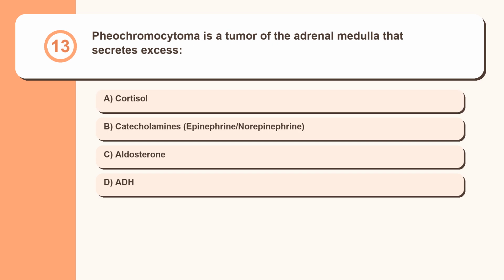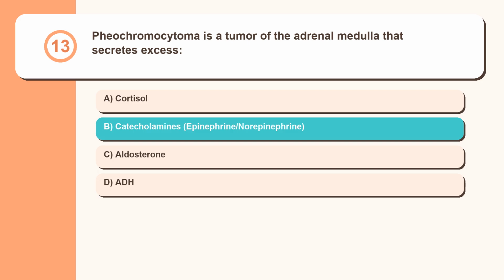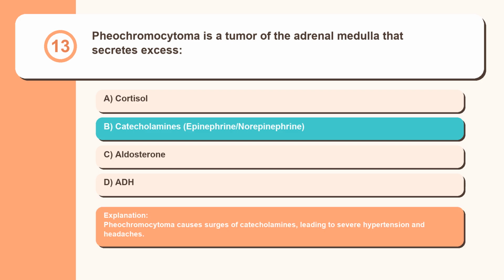Question 13. Pheochromocytoma is a tumor of the adrenal medulla that secretes excess cortisol, catecholamines, epinephrine/norepinephrine, aldosterone, ADH. Pheochromocytoma causes surges of catecholamines, leading to severe hypertension and headaches.